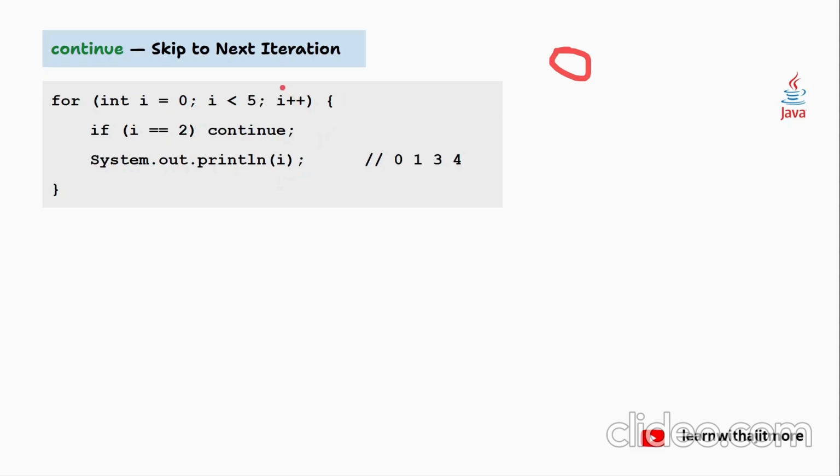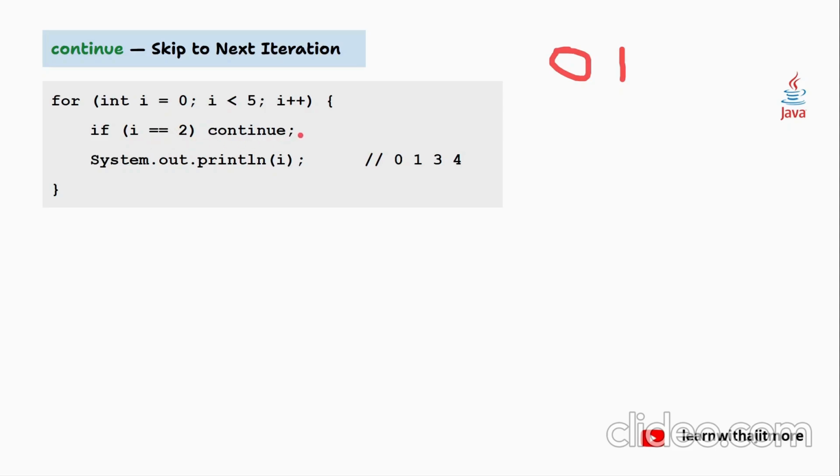I plus plus, it becomes 1. Is 1 less than 5? Yes, come inside. But is it 2? No. Come down and print 1. Okay? After printing 1, I plus plus, it will become 2. Is 2 less than 5? Yes, come inside. But is 2 equal to 2?